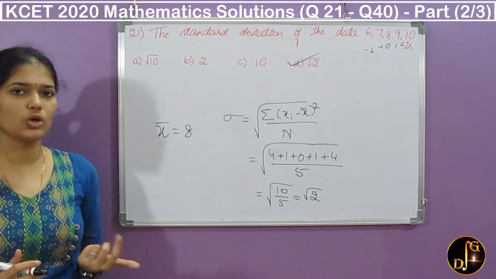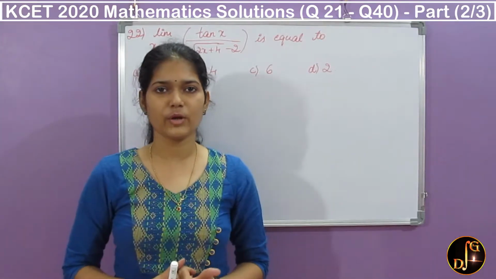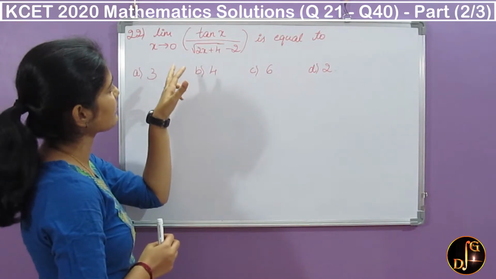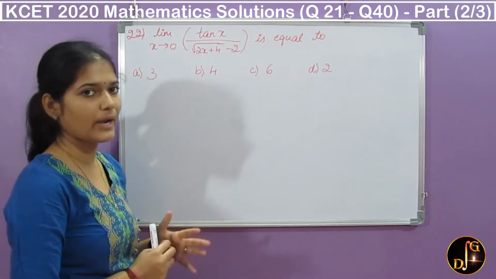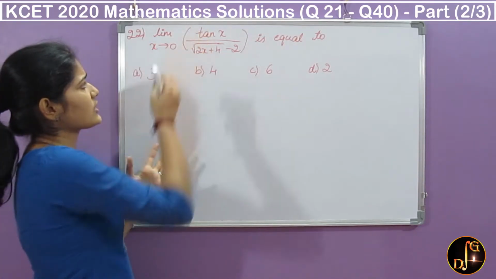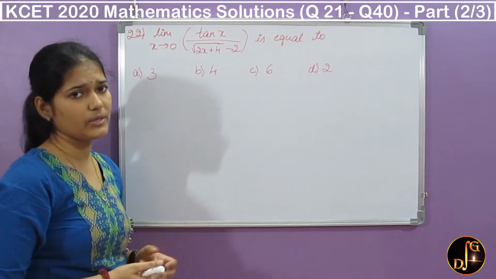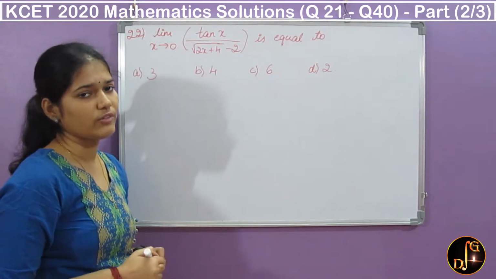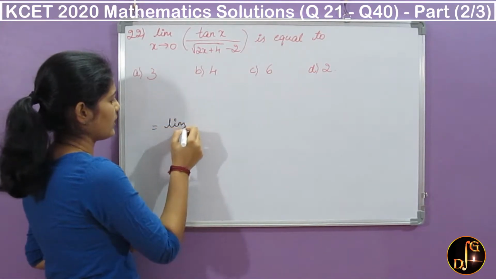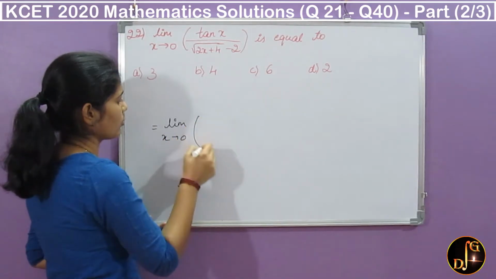Now let's move on to the next problem. In this problem, we have to find limit x tends to 0 tan x divided by square root of 2x plus 4 minus 2. How to solve this? If we substitute 0 directly, then it will be 0 by 0 form, right? So we have to use L'Hopital's rule. That is, this limit is equal to limit x tends to 0.